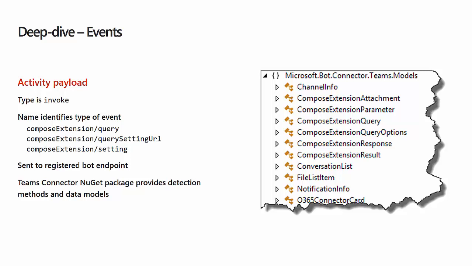All of these are different types of things that you can handle. This is what's sent to your endpoint of your bot. And when you use the Teams connector for the Bot Builder SDK, it will help detect these. It will detect invoke versus message, detect the type of the event, and call the appropriate method for you. So using the extensions makes it much simpler.